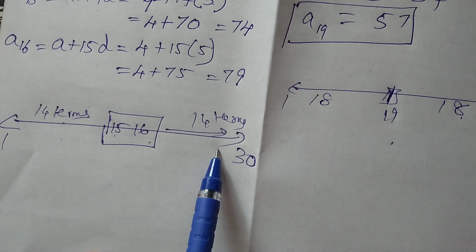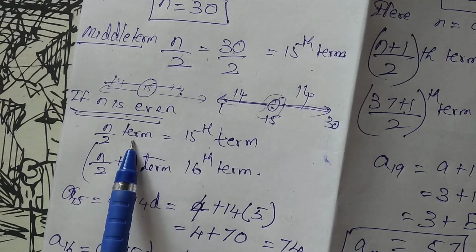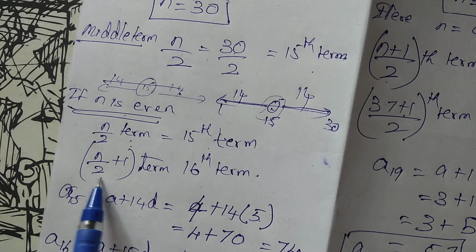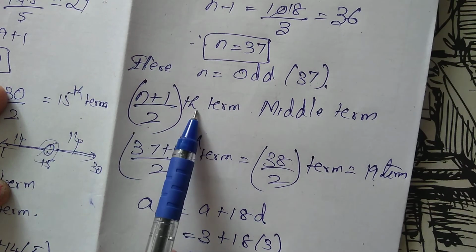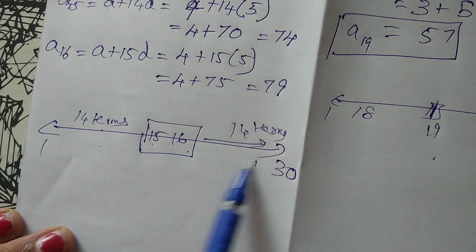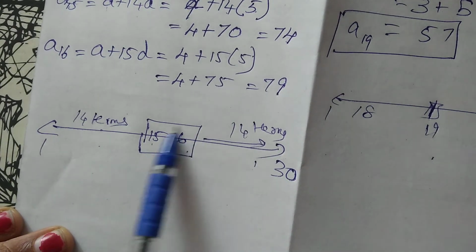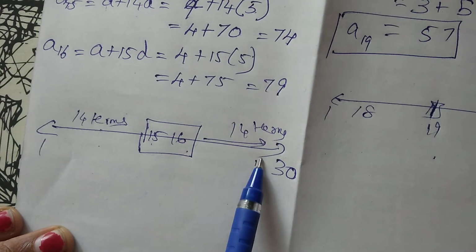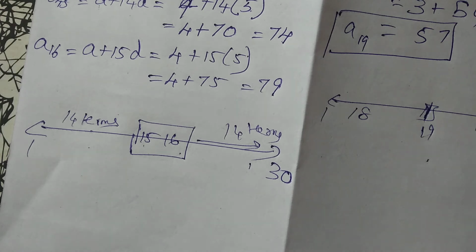When it is even, to find the middle term, we find the n by 2th term and the next term, the n by 2 plus 1th term. If it is odd, we find only the n plus 1 by 2 term. That is why I showed you the number line system. When you have 30 in total, this side 14, this side 14, so the remainder we have both the terms. When it is even, very simple, you have 2 middle terms. When it is odd, it is 1.